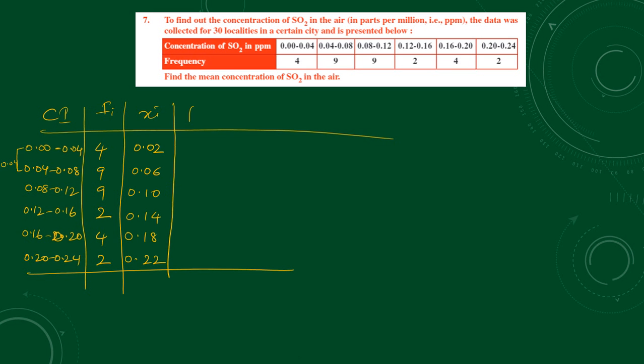Next I am moving on with Fi into Xi. So 4 into 0.02 is 0.08. 9 sixes are 54, so 0.54. 9 tens are 90, so this gives me 0.90. Next 2 fourteens are 28, so 0.28. 4 eighteens are 72, so 0.72. 2 into 22, 0.44.